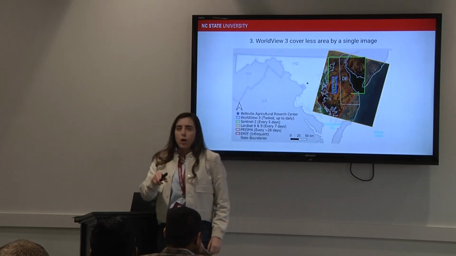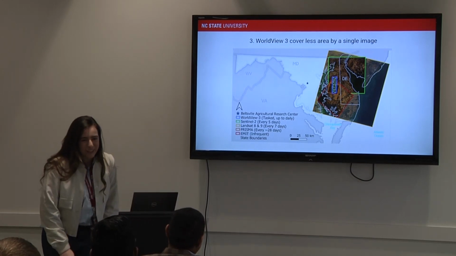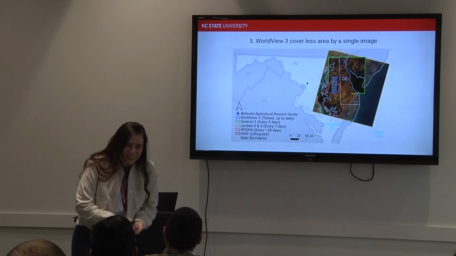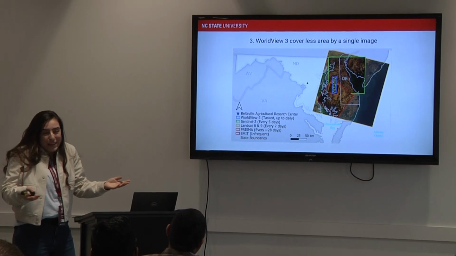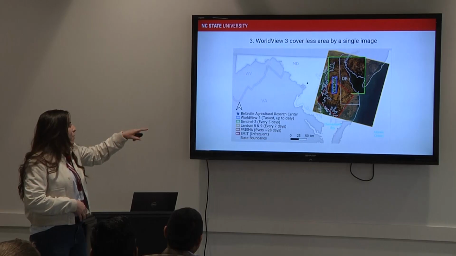Delaware, Maryland, a little bit of Virginia, that's true, but unfortunately we're not using Virginia because there's not many croplands there, so we decided not to use it. And Delaware, Virginia, and Maryland.